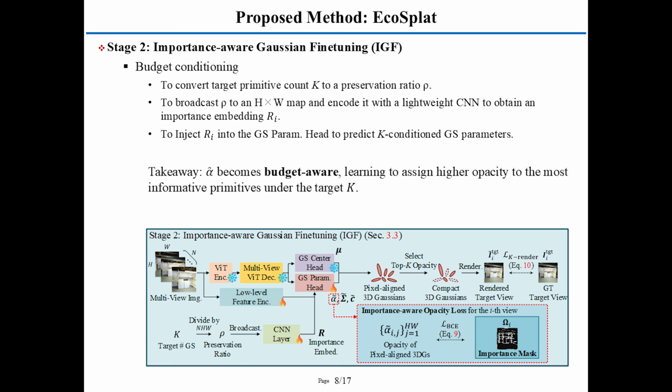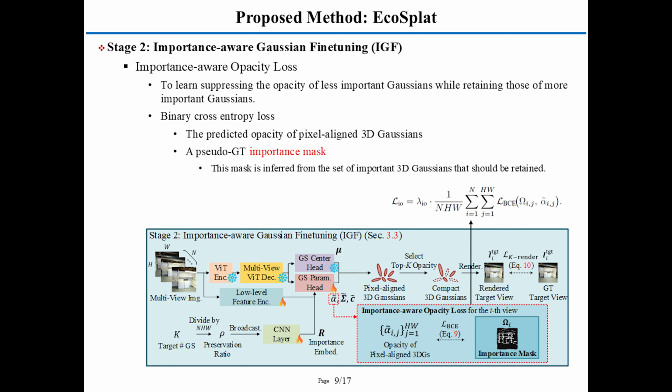Here, we condition EcoSplat on the target budget by converting K into a preservation ratio, which allows the model to predict budget-aware opacities and assign higher importance to the most informative Gaussians. We further introduce an importance-aware opacity loss, which uses a pseudo-importance mask to encourage the model to suppress less important Gaussians while preserving the opacity of informative ones under the target budget.